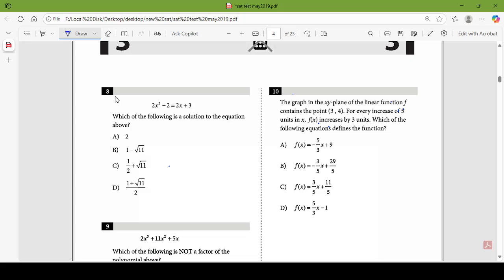Now the next question is, which of the following is a solution to the equation? This is quadratic, so either you can apply the quadratic formula, or I'll suggest just simply put it in calculator, get x-intercept. Once you have x-intercept, then match with the choices.